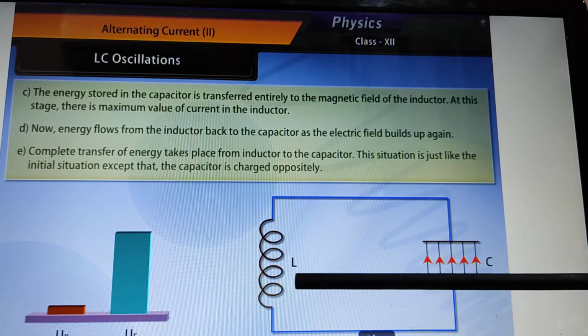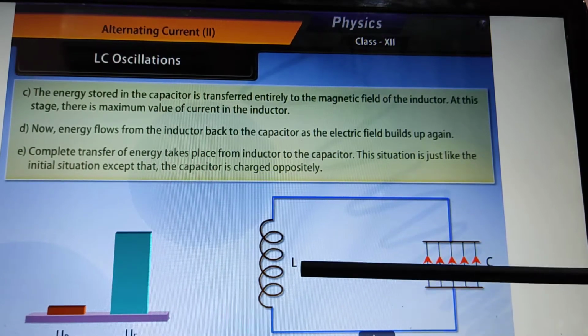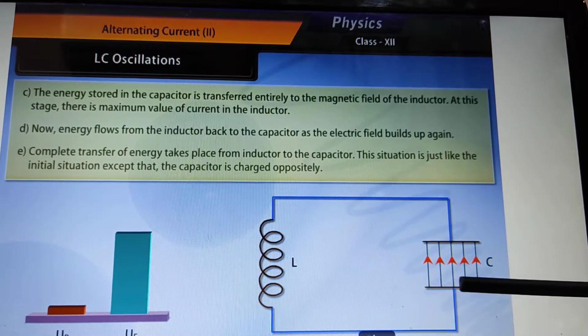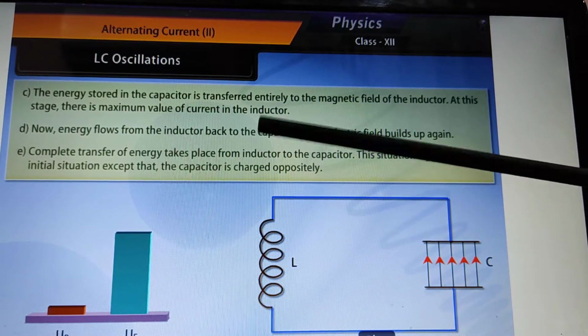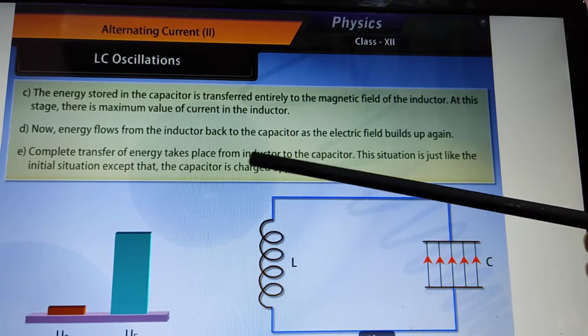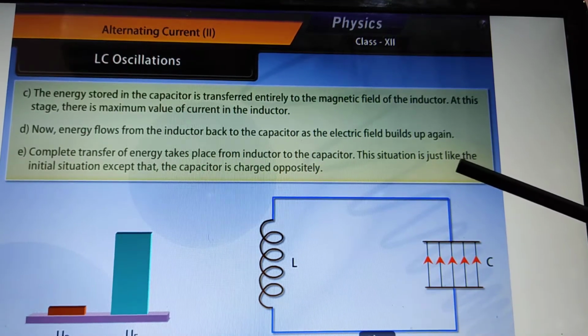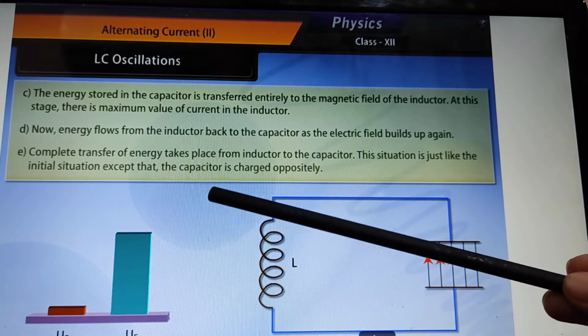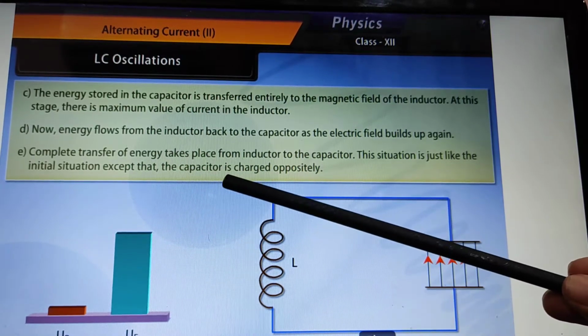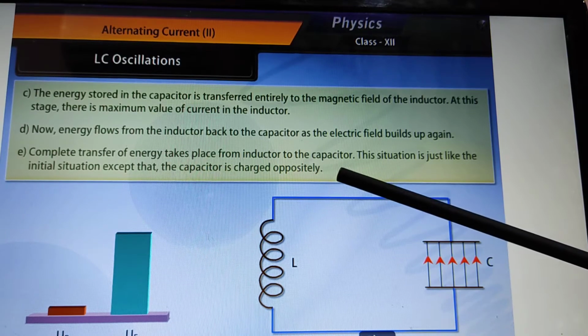At this moment, the energy flows from the inductor back to the capacitor as the electric field builds up again. Complete transfer of energy takes place from inductor to the capacitor. This situation is just like the initial situation, except that the capacitor is charged oppositely.